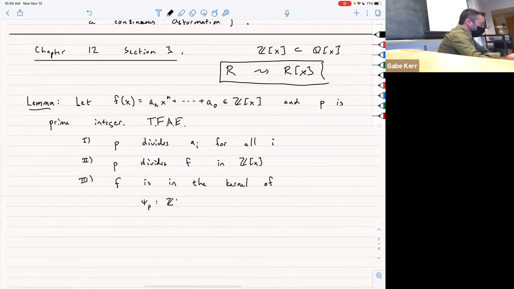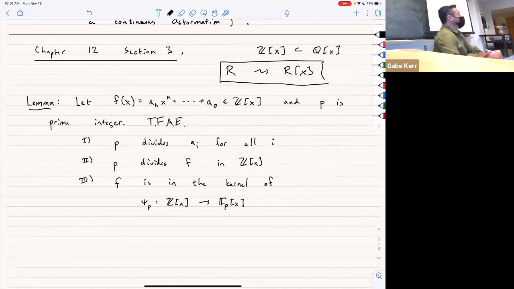What it does is it takes all integer polynomials and sends them to polynomials with coefficients in Z/p, where you're just reducing the coefficients mod p. This does give a homomorphism, based on one of the early theorems we've had on homomorphisms.